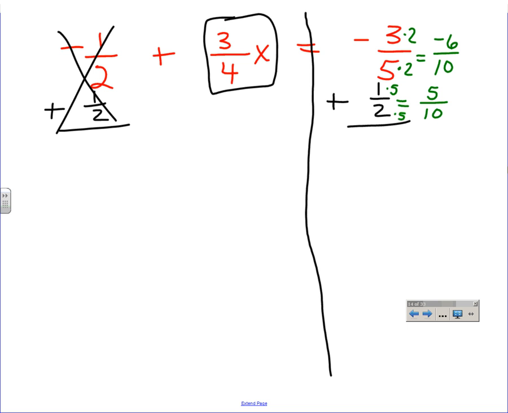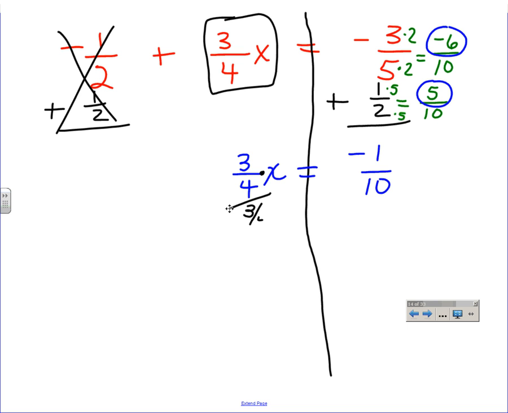Now I can add my numerators. So I have negative 6 plus positive 5, which equals negative 1/10. On the other side, I have 3/4 x. Now I want to get x by itself. So right now I see that I'm multiplying by 3/4. I'm going to do the opposite of multiplying by 3/4 and divide by 3/4. So I know 3/4 divided by 3/4 equals 1. If I do that to this side, I need to do it to this side. So I'm going to divide by 3/4.